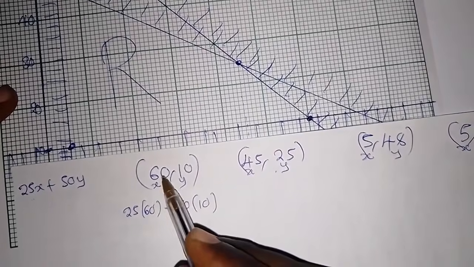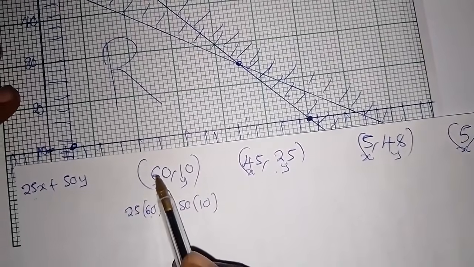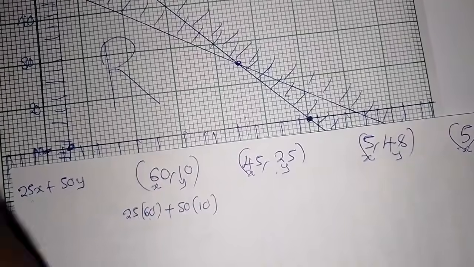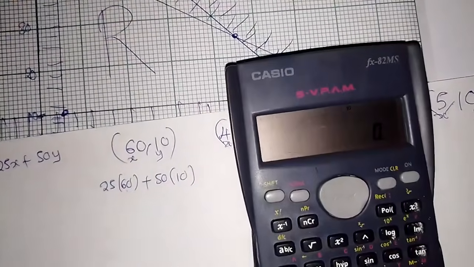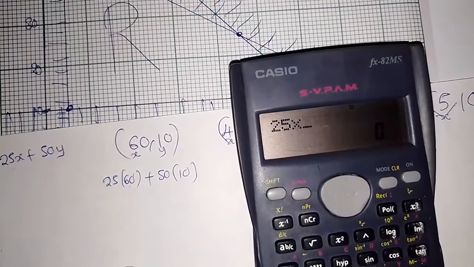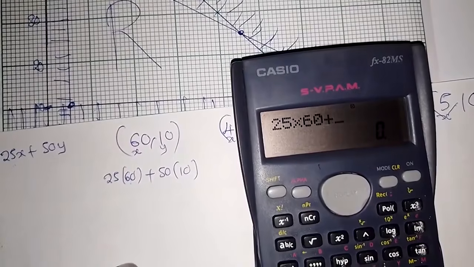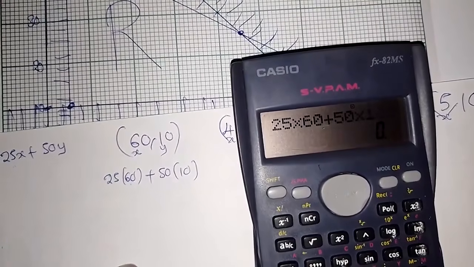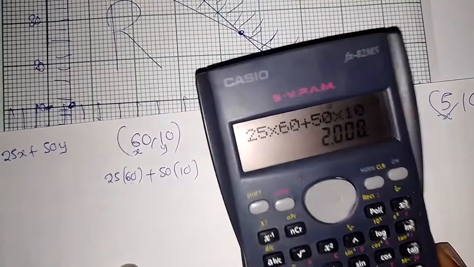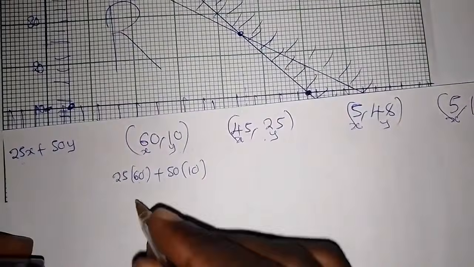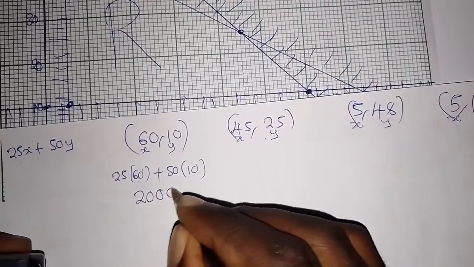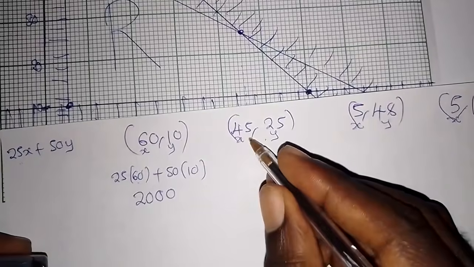Have you seen x there? X is 60, y is 10. You get your calculator. You say 25 times 60 plus 50 times 10. What is the answer? The answer is 2000. So here we are getting 2000. You keep it.